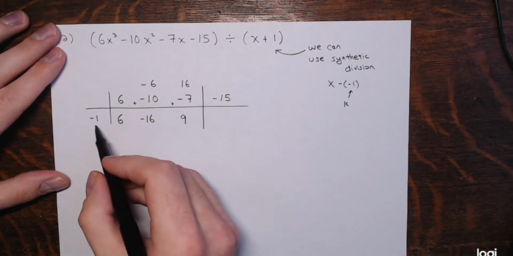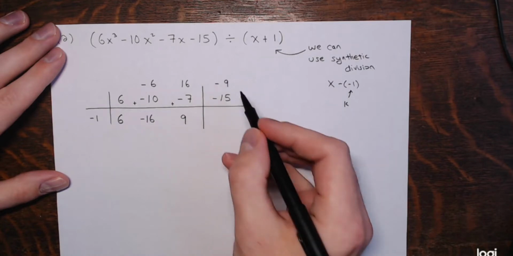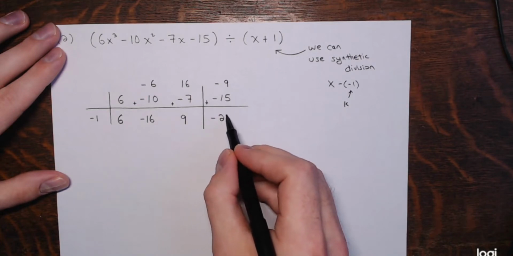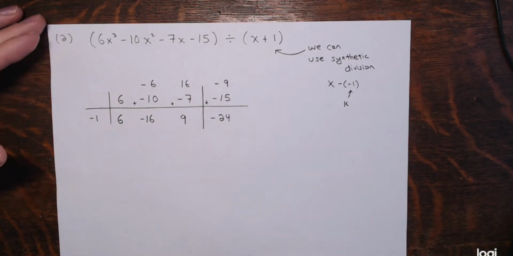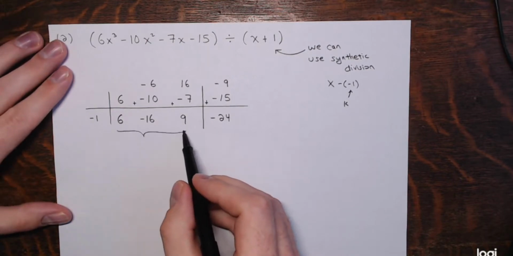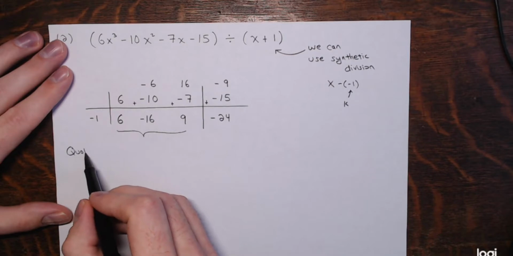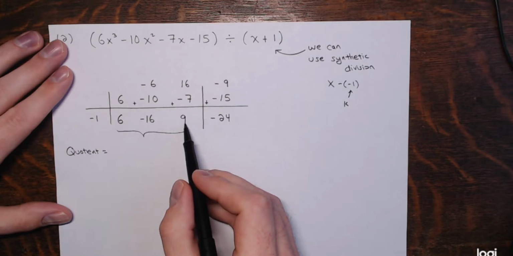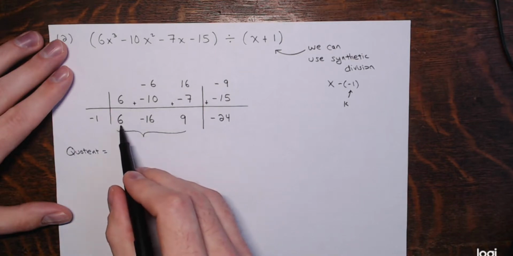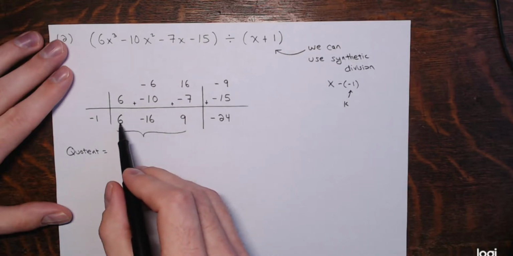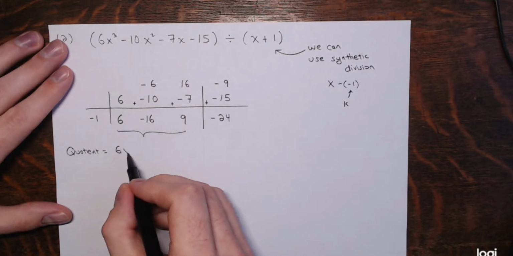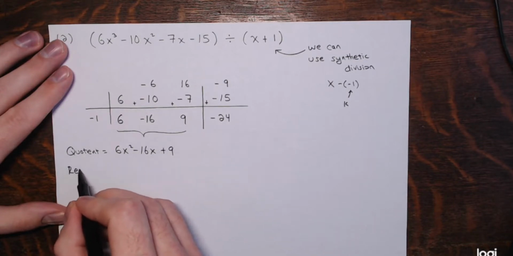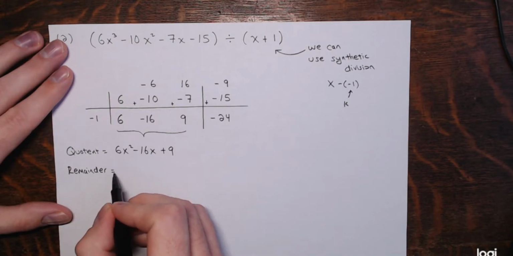Then again, multiply by k. 9 times -1 is -9. I put that above the next column. Then we add -9 plus -15 is -24. And we're done. So according to this, the quotient when we do this division would be 9, -16x, and 6x squared, right? It increases in power from right to left, decreases in power from left to right. It'd be 6x squared minus 16x plus 9. And the remainder would be -24.